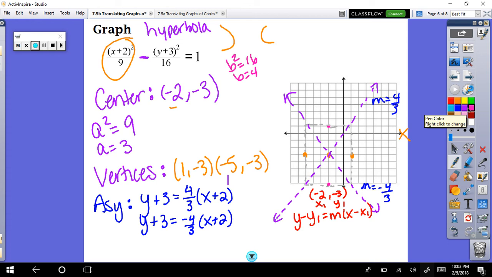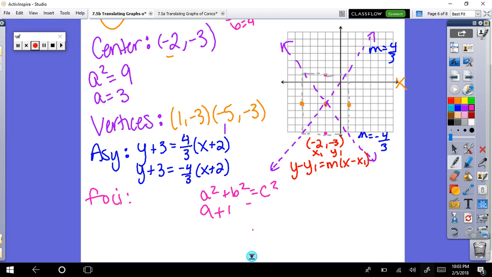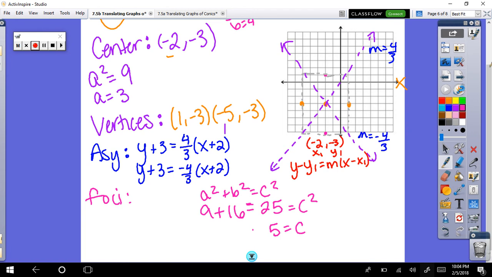So I have my vertices. I can find my foci now. To find the foci, I'm going to use a squared plus b squared equals c squared, where a squared is 9 and b squared is 16. So that equals 25, so c equals 5. So from my center, I just want to scroll back up real quick.